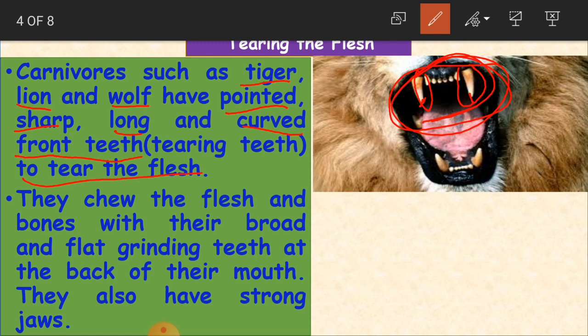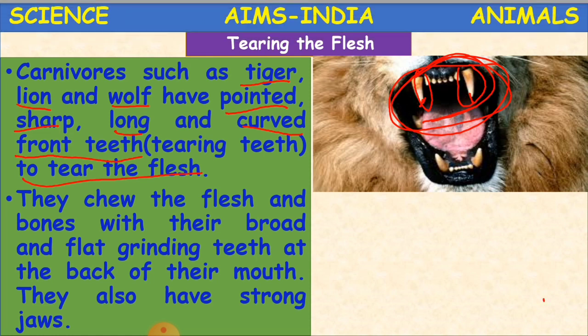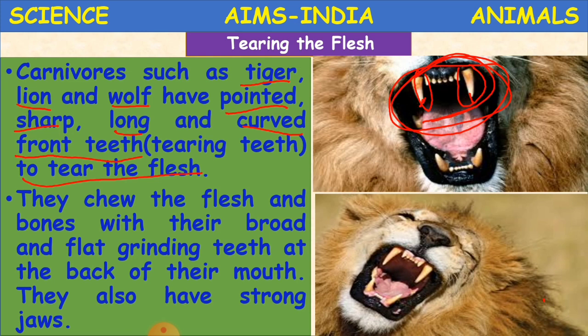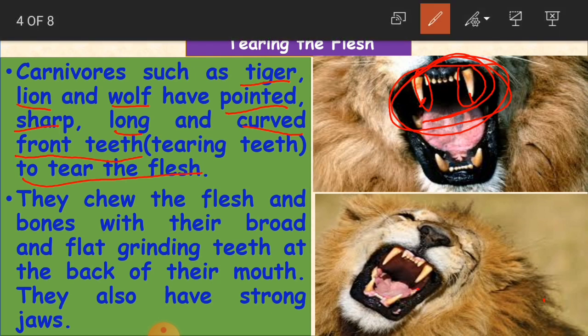Clear, children? They chew the flesh and bones with their broad and flat grinding teeth at the back of their mouth. So these are the front teeth. Inside the mouth you will have their back teeth. Just a minute children, this is what we are not able to see very clearly in the picture here. So they chew the flesh and bones with their broad and flat grinding teeth.